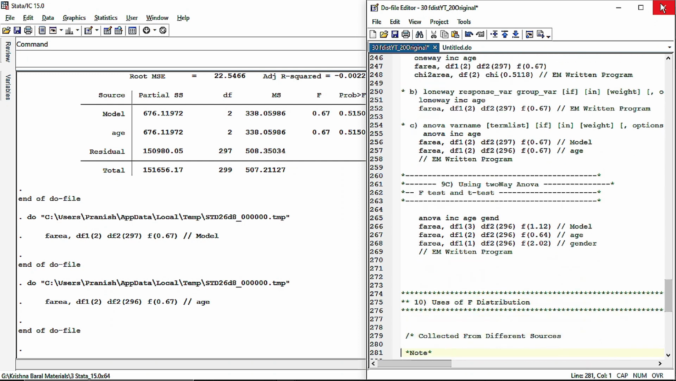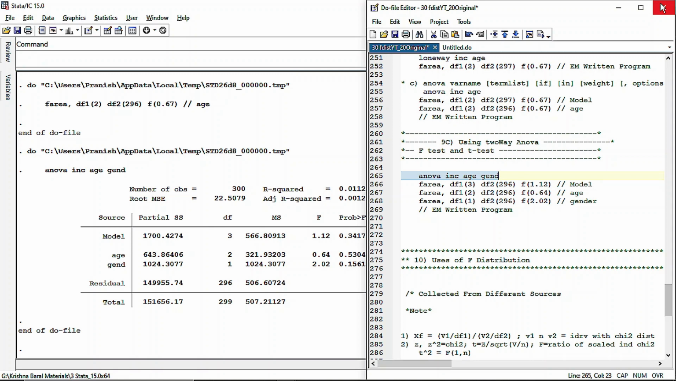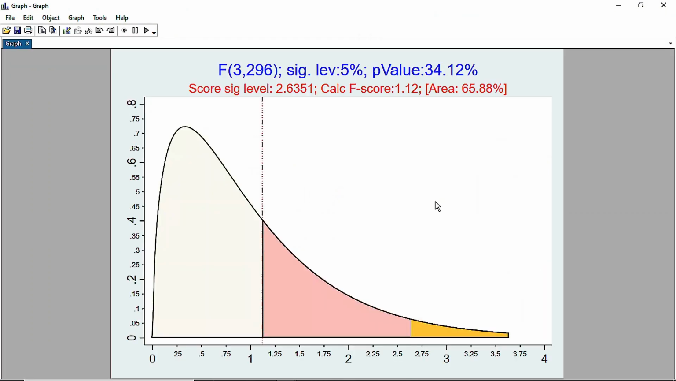Now let us perform the F test in our two-way ANOVA, and we'll cover the ANOVA in detail in some other videos. This time let us see it for an example only, and this is how we can run a two-way ANOVA analysis. For the model, degrees of freedom 1 is 3, and degrees of freedom 2 is 296, and the F score is 1.92, its p-value is 34.17, and let us see whether we fail to reject the null or we reject the null. So as we are not able to surpass this threshold, and we are in the null region, that is why we fail to reject the null for this score.